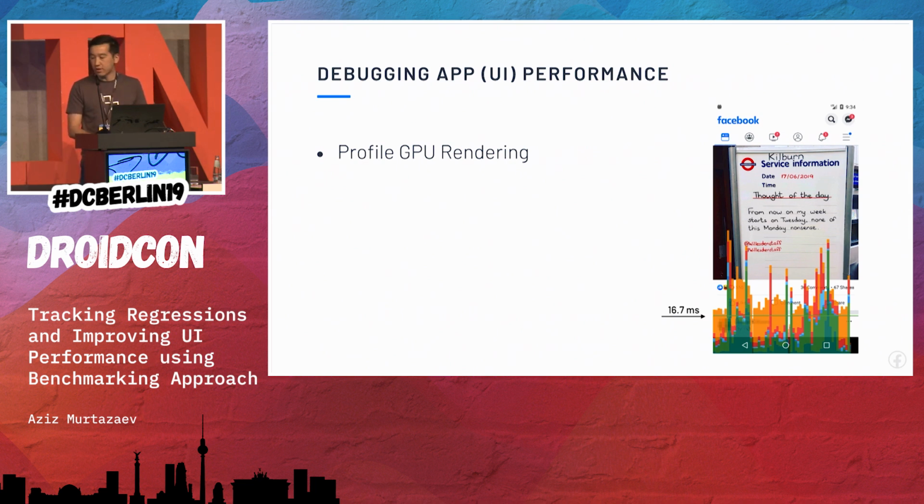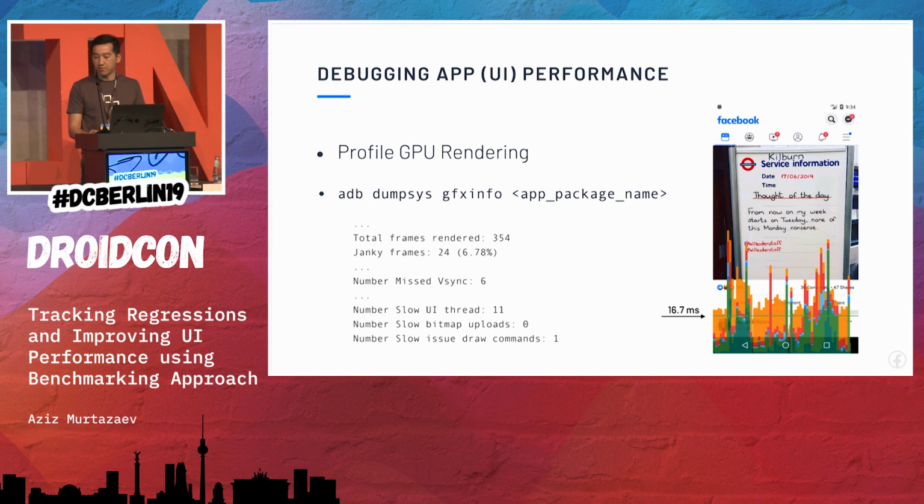Or you can use command line tools like ADB Dumpsys. Graphics Info provides you some information about how many frames were rendered, how many janky frames, slow draw commands, and so on.